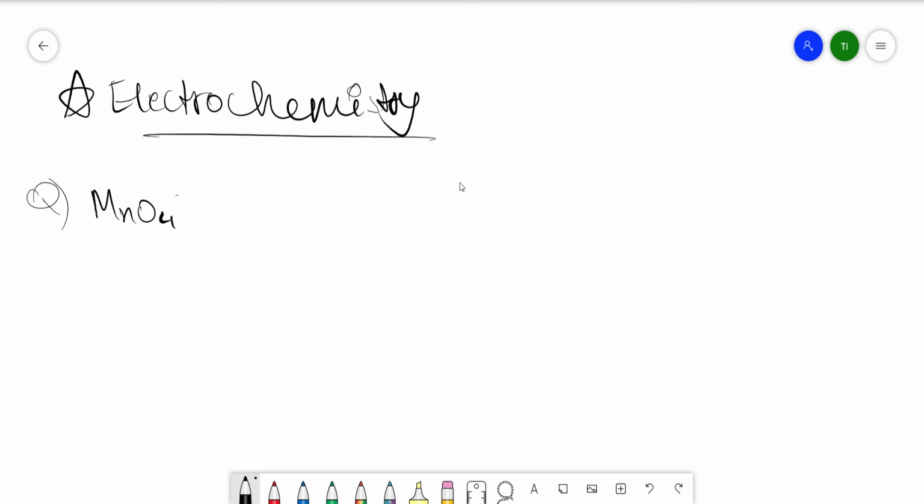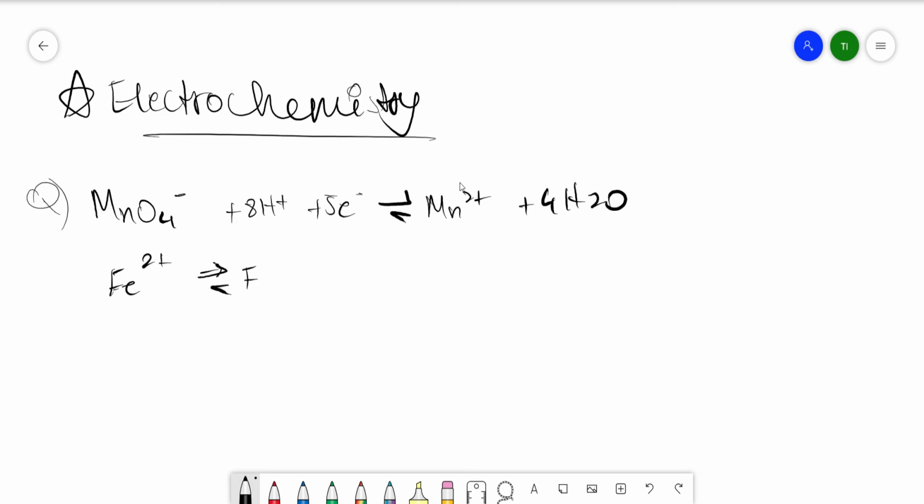So MnO4 minus plus 8H plus plus 5e minus gives Mn2 plus plus 4H2O, and Fe2 plus gives Fe3 plus plus e minus. Okay, now in your electrochemistry it's a lot easier to identify which undergoes reduction and which undergoes oxidation because of this value, right? But I'll just tell you for now that this undergoes oxidation and this undergoes reduction.